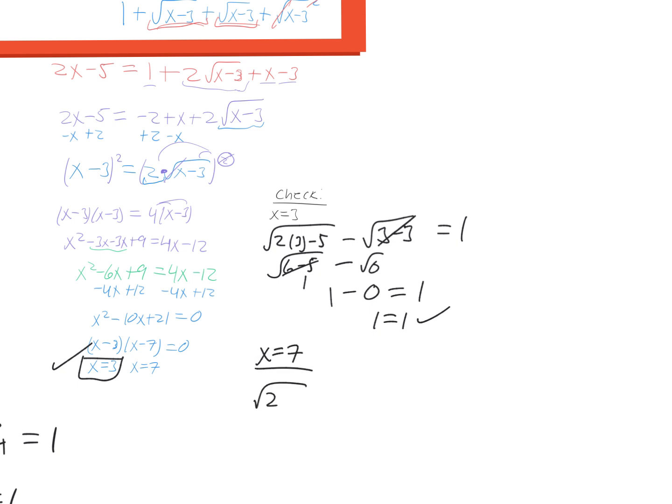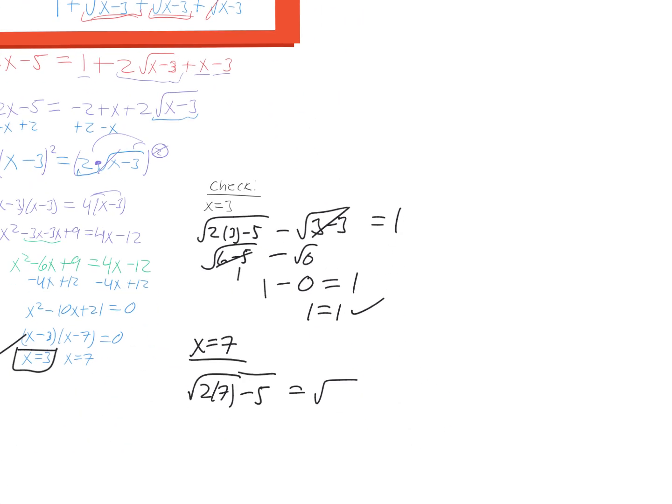Right, so we get the square root of 2 times 7 plus 5, or minus 5, sorry. Minus 5 equals the square root of, what was up here? 7 minus 3, sorry.